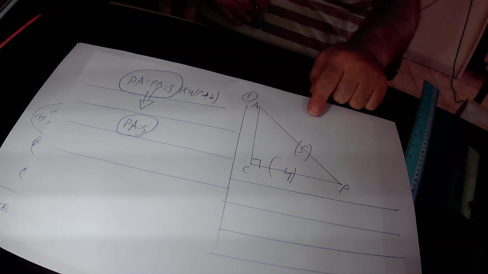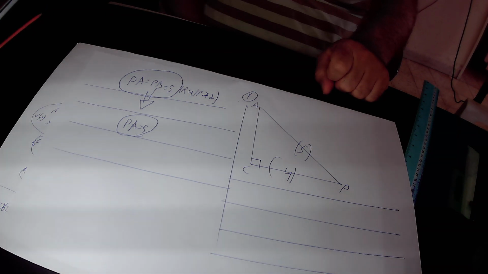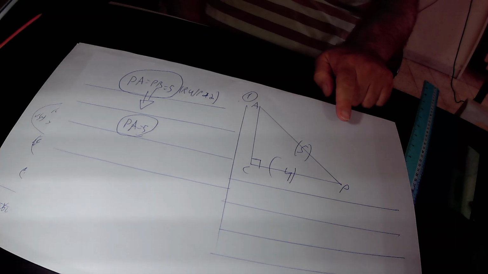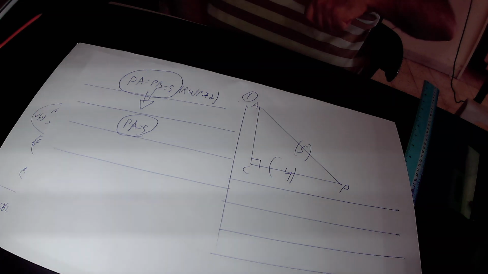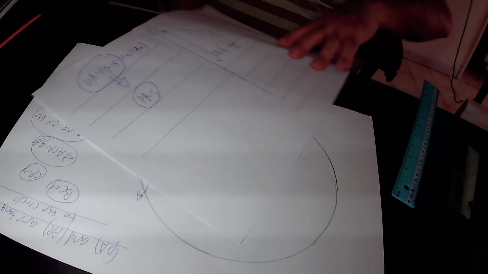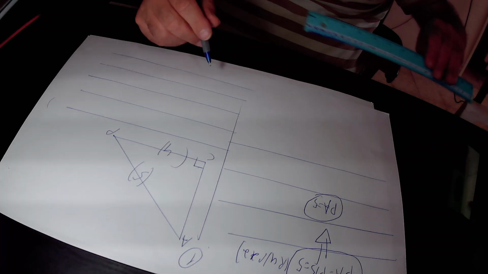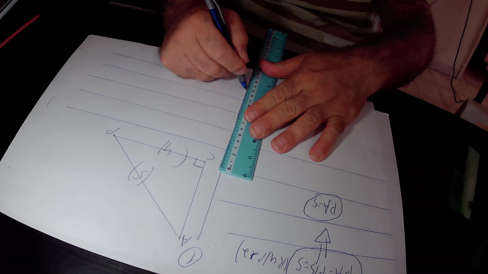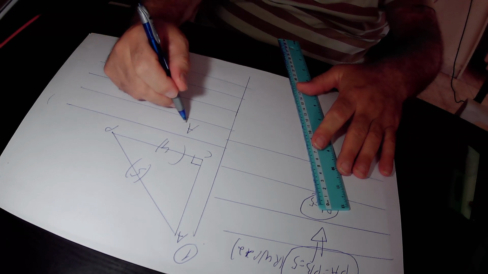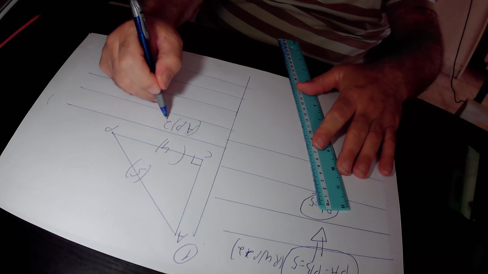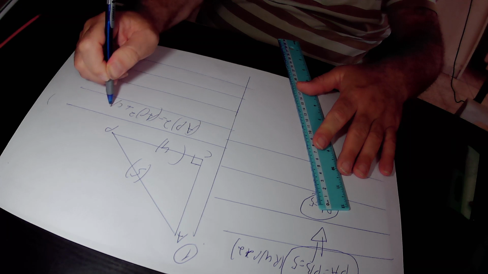This is the right triangle ACP from the original drawing. According to the Pythagoras theorem, in this right triangle ACP, AP squared, that is the square of the hypotenuse, is equal to AC squared plus CP squared. So I'll write it down. AP squared is equal to AC squared plus CP squared.